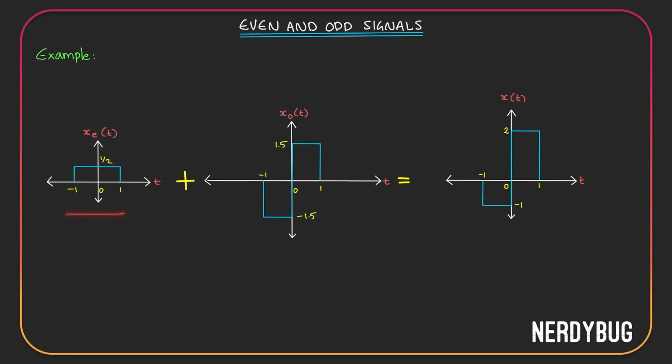So I have xe of t here, I have xo of t here. If you add on the right hand side, we have half here, we have 1.5, 3 by 2 here. If we add both of them, what are we getting? 2. On the other side, here we have half and here we have minus 1.5. If we add both of them, minus 1.5 plus 0.5, we get minus 1. So we get minus 1 here, which is actually the original signal that we started with.